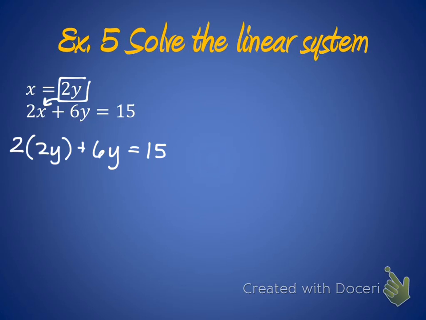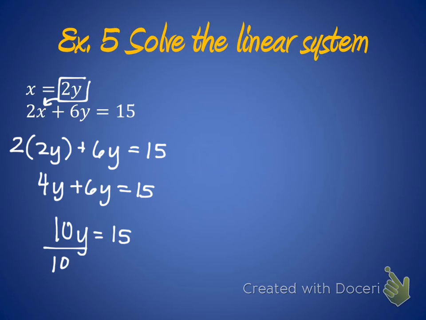What's 2 times 2y? 4y. 4y plus 6y equals 15. What's 4y plus 6y? 10y equals 15. Then what do I do? What does y equal? 1 1/2 or 3/2. I'm going to leave mine as an improper fraction because it's easier to plug in that way. If I were to graph this ordered pair, I would make it 1 1/2 because that's easier to find on the graph.